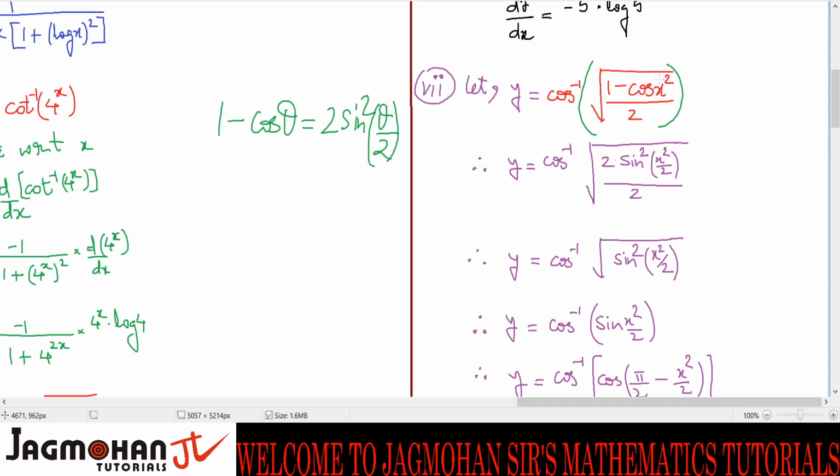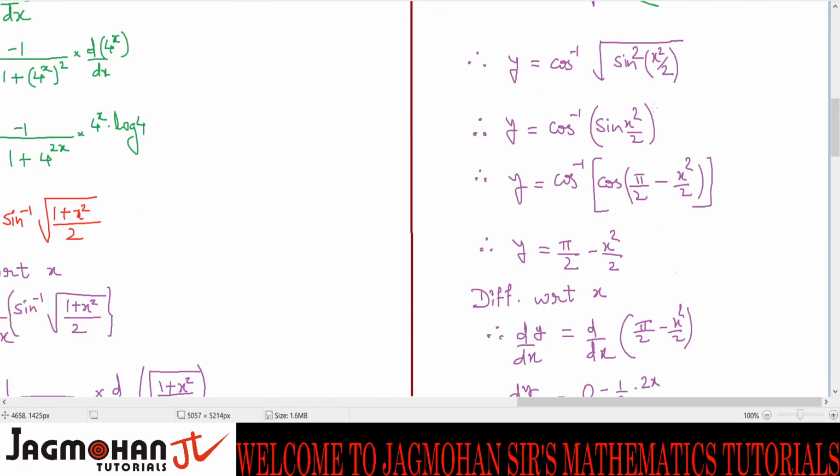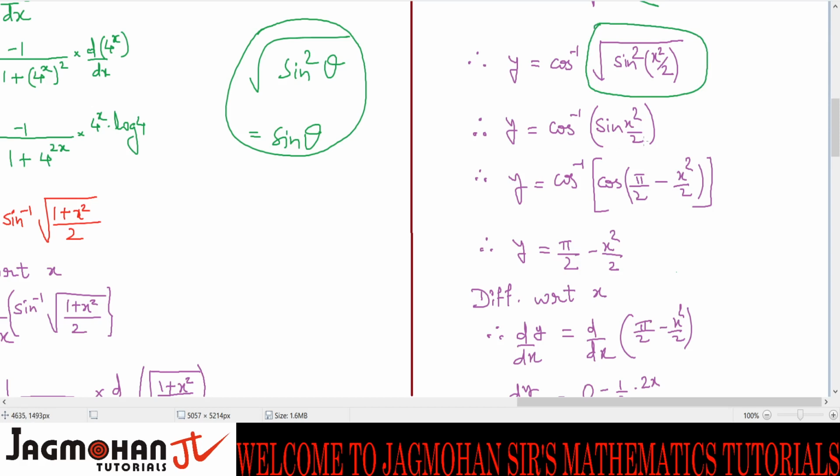It is 1 minus cos x square. X square is the angle of cos. So it will be 2 sine square of x square upon 2. Then this 2 and 2 cancel. I get square root of sine square x square by 2. And then square root of sine square gives only sine. You know, if you have square root of sine square theta, that is sine theta. Got it? So here you have square root of sine square x square by 2, so you get only sine of x square by 2. See this, we got here cos inverse of sine x square by 2.